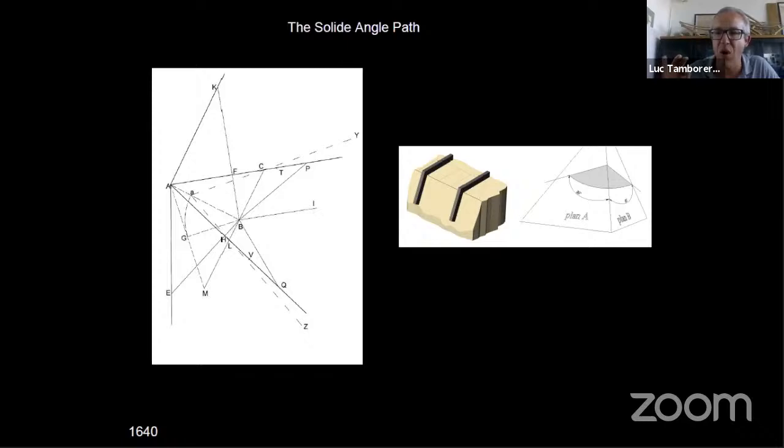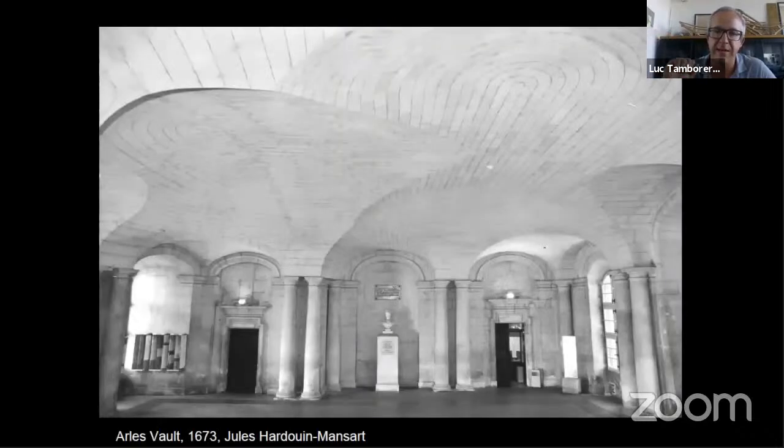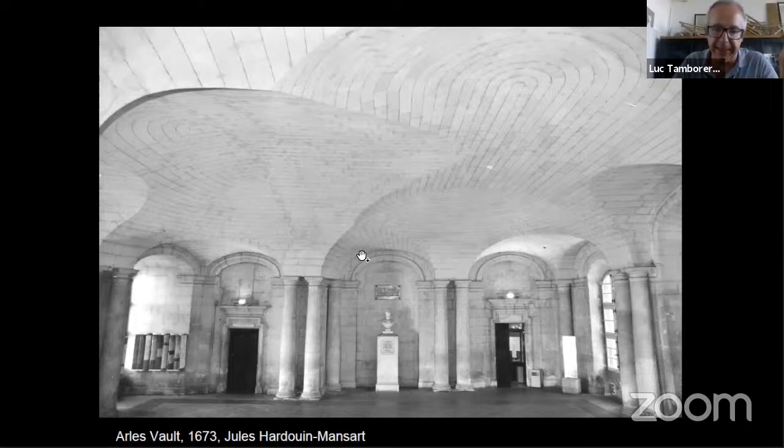Everywhere you are on the vault, you don't have any limitation of the angle you want to cut. And this was understood really well by Jules Hardouin-Mansart, who later became the architect of Louis XIV. I must say, he was very young, and he placed this design far away from Paris, in Arles. It is a really interesting design because it is near the same position. And it is, again, a use of knowledge by the architect to show craftsmen his legitimacy.